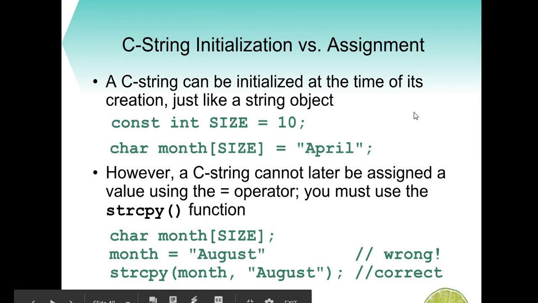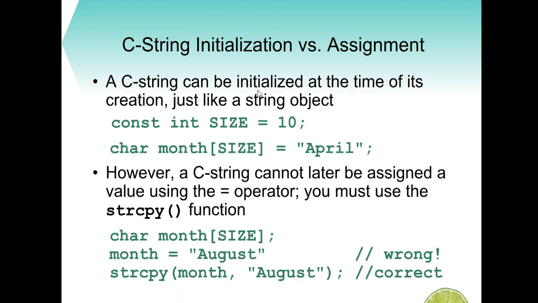C string initialization versus assignment. A C string can be initialized at the time of creation just like a string object. So you can assign a character array a value. I can assign month a value of April. However, a C string cannot later be assigned a value using the assignment operator. You must use a string copy function.